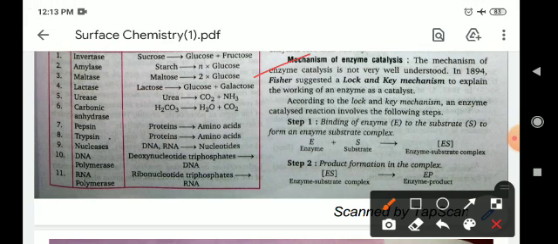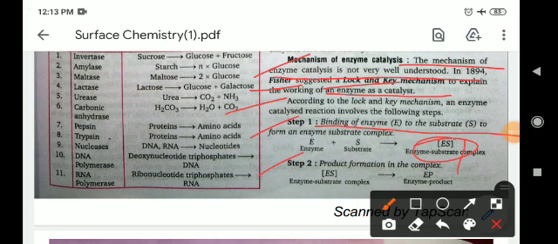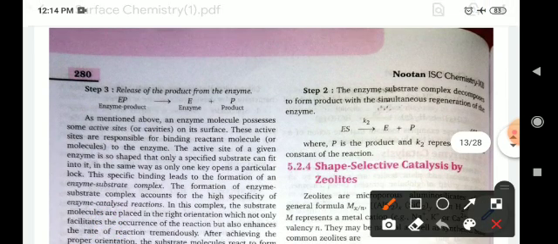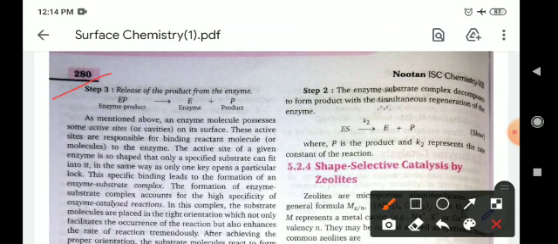Okay. So the mechanism of enzyme catalysis is not very well understood. In 1894, Fischer suggested the lock and key mechanism to explain the working of an enzyme as a catalyst. According to the lock and key mechanism, step 1 is binding of the enzyme to the substrate to form an enzyme-substrate complex. Step 2, the enzyme-substrate complex leads to the formation of the product and release of the product from the enzyme, and finally the product is formed after removal of the enzyme.